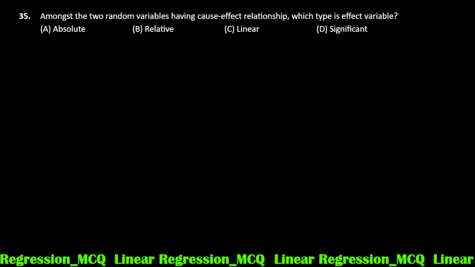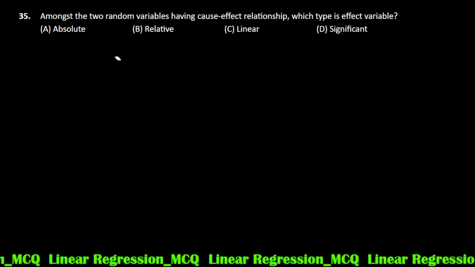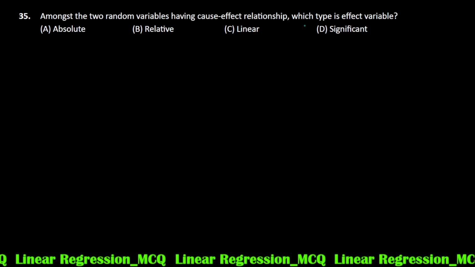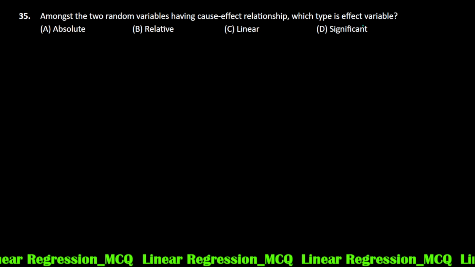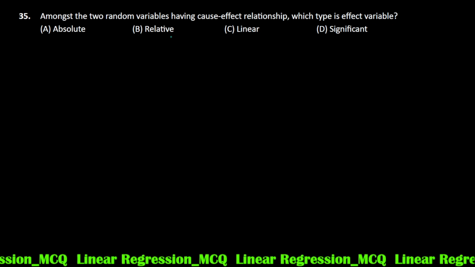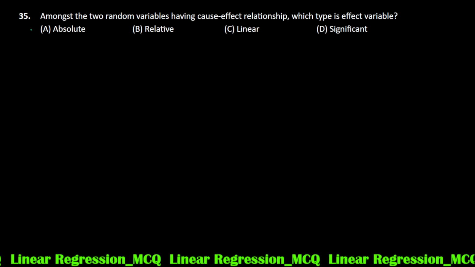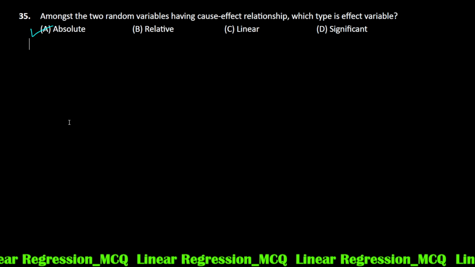Question number 35. Amongst the two random variables having cause and effect relationship, which type of effect variable? A absolute, B relative, C linear, and D significant. Option A is correct. Absolute relation.